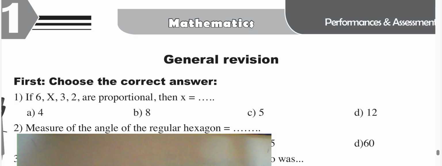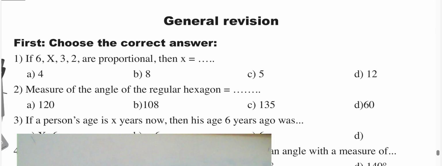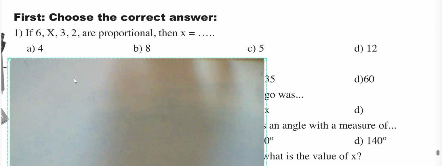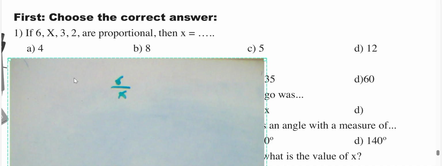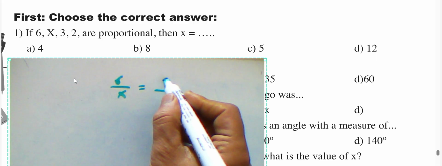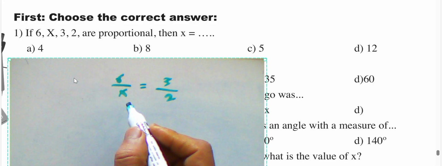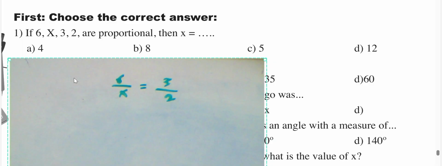Number 1. 6, x, 3, 2 are proportional, then x equals? We have 1, 2, 3, 4, four terms, and they are proportional. Then the ratio between the first over the second equals the third over the fourth. Write the ratio between the first and second: here 6 over x equal to 3 over 2. Then we can find the value of x by using the rule.